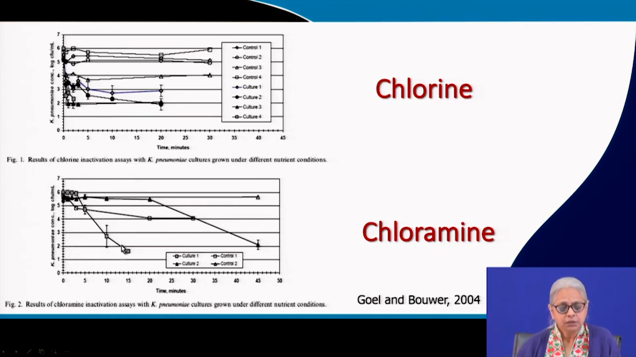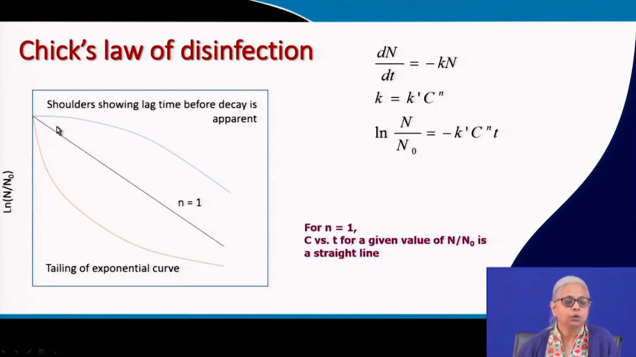So again, you can see for different types of cultures, 1 and 2, it takes a long time before the decay period starts. In culture 1, it takes about 5 minutes before the cell population starts declining. In culture 2, it takes more than 20 minutes before the cell population starts declining. So this is what we call shoulders. These shoulders show a lag time before the decay is apparent.